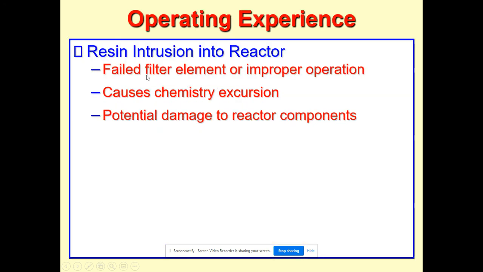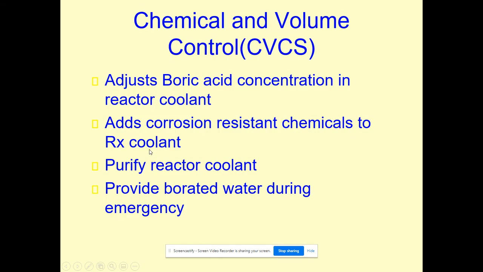So it's possible for the filter element to fail in there and for us to start having resin in the reactor. So this is not a good situation to be in. We don't want that resin in the reactor. You're going to start having weird chemistry if you have this resin in doing whatever it wants to do. And then that resin becomes foreign material and it could potentially damage components in the reactor.